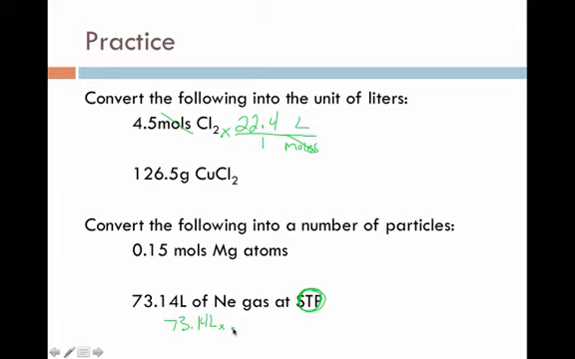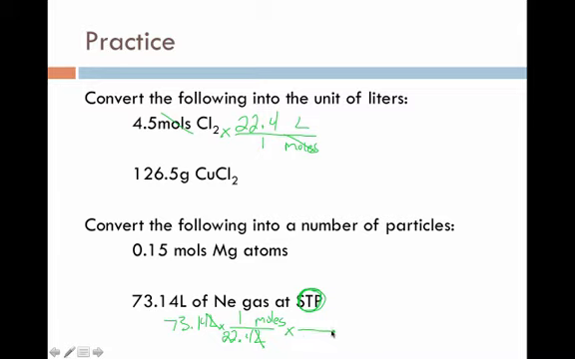So we get 73.14 liters. Our first conversion, unfortunately, we can't get from liters directly into a number of particles, but we can say that liters can convert to moles, just like we did above. 22.4 liters is equivalent to 1 mole. Notice that chlorine gas and neon gas have the same number. The gas type is independent. Its volume is independent of the type of gas that's made. That cancels out liters for us.